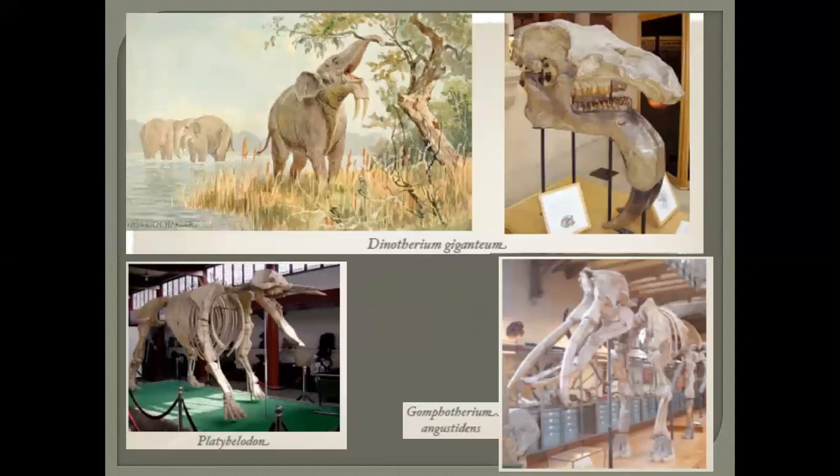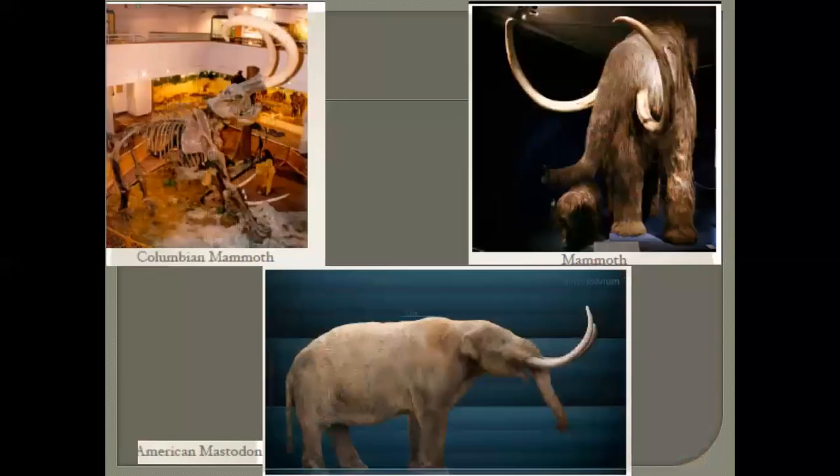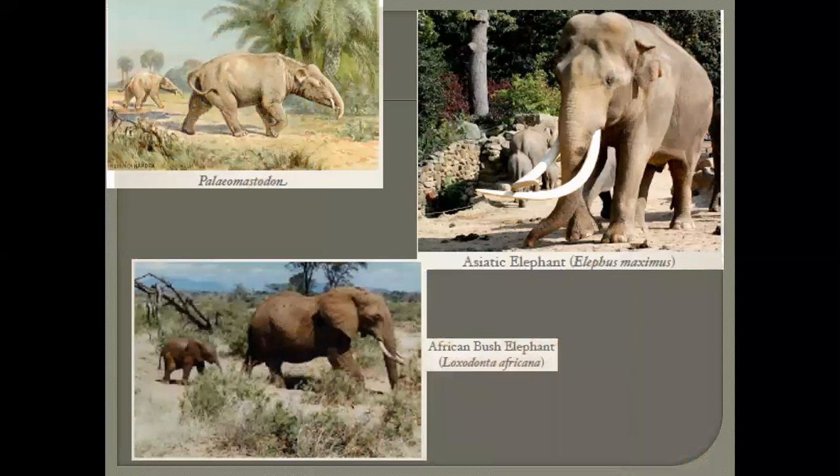We have some fossils of this group, your mammoths and other large elephant-like creatures that do not exist, and the mastodon. The Asiatic elephant and the African elephant are our remaining elephants for these groups.